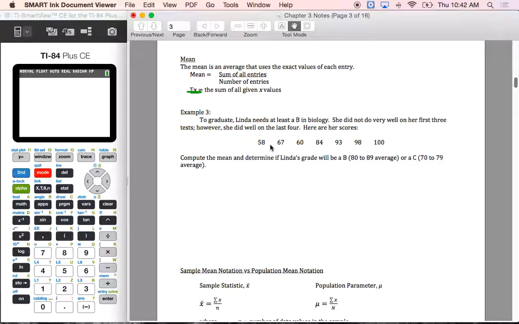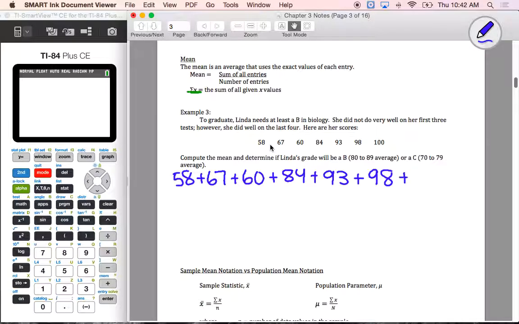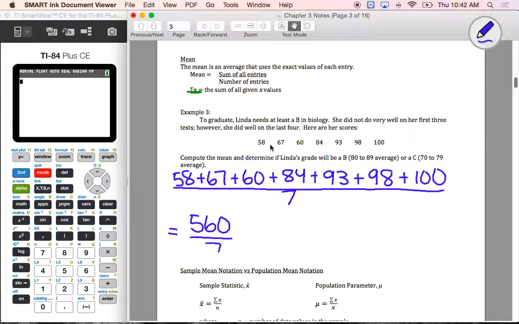So what we have to do is add up all those numbers together. So we're going to have 58 plus 67 plus 60 plus 84 plus 93 plus 98 plus 100. Now there are 7 numbers there, so we're going to add those up and divide by 7. So I've got 560 divided by 7, which gives me 80. So since she has an 80%, that's going to be a B for her grade.